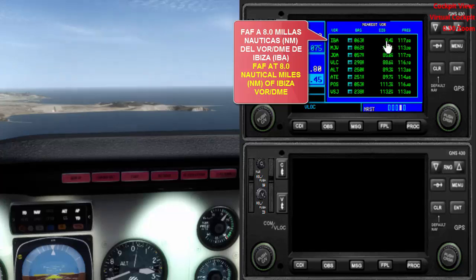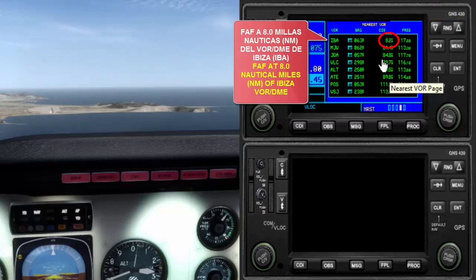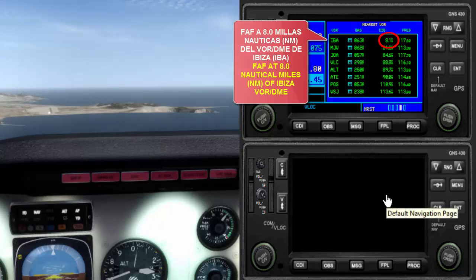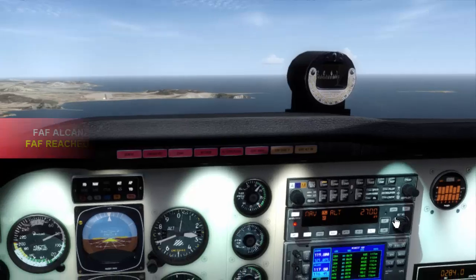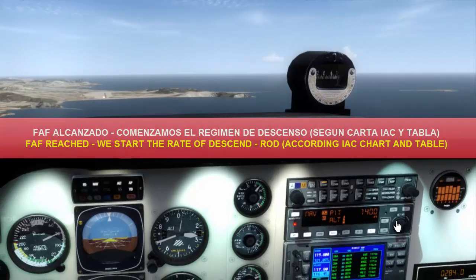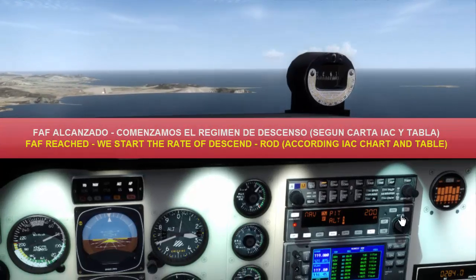So please pay a lot of attention, because we are very close to reaching the final approach fix, which is the moment in which our aircraft will start to proceed with a descent rate that allows us to land, proceeding with a VOR DME approach. Right now we have reached the final approach fix, and we start the descent rate.